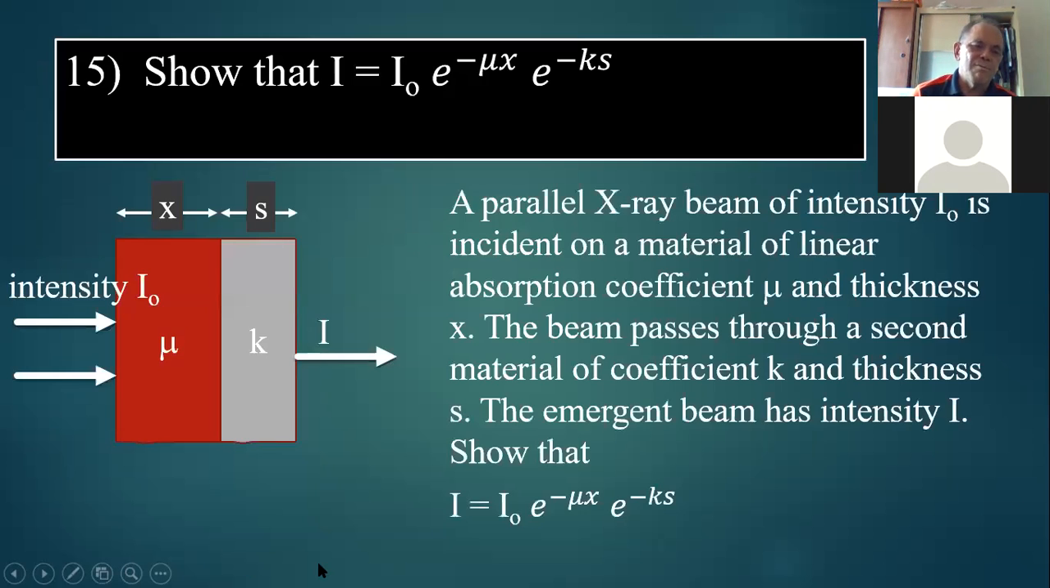This is quite a formula, and sometimes it may come out. They may ask you to derive it, or you may just use the equation. If you have not only one material but two materials, this is the original intensity, this is the intensity coming out, this is the thickness of tissue X, and this is the thickness of the other tissue S. Each tissue has a different absorption coefficient, mu and K, and you may be asked to show that equation.